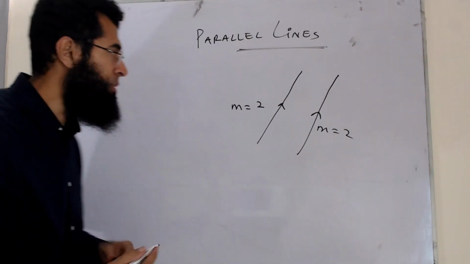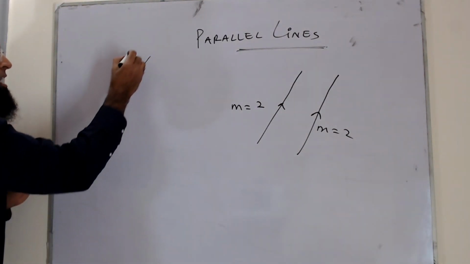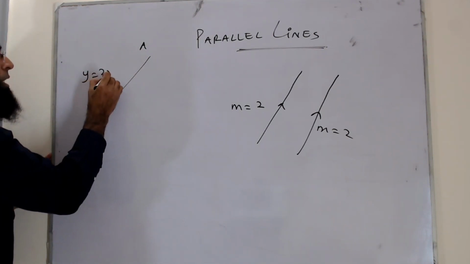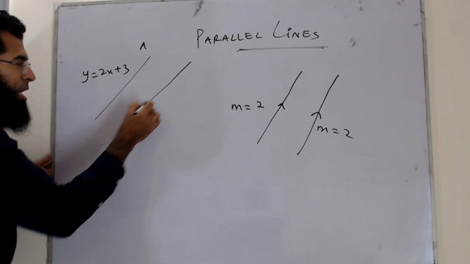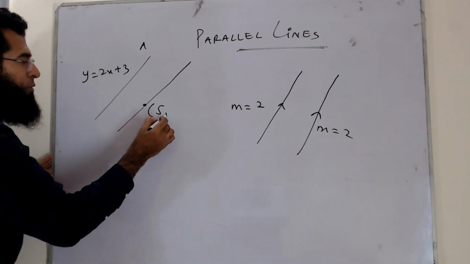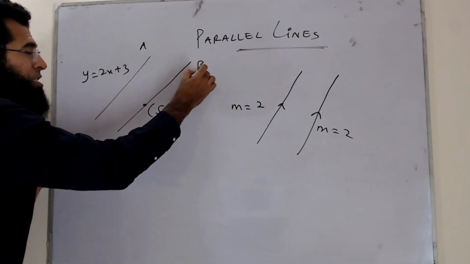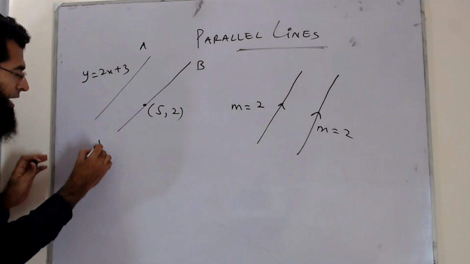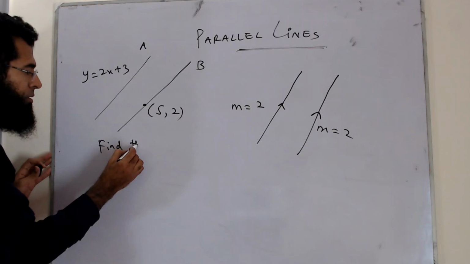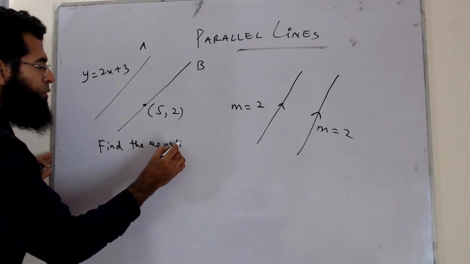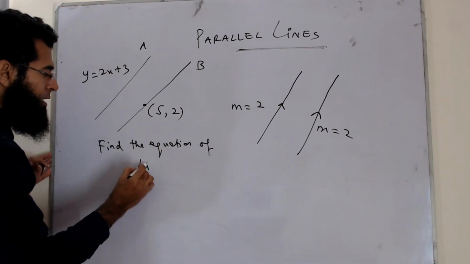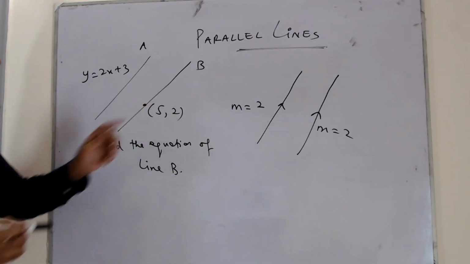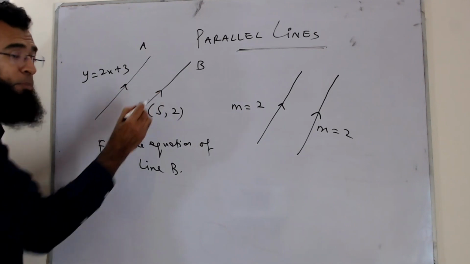Let's take an example. Let's say there is line A and it has the equation y is equal to 2x plus 3. And there is another line which passes through the point 5, 2. So this is line B. We have to find the equation of line B, and both the lines are parallel.